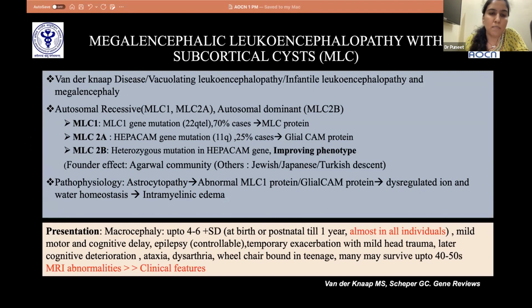So megalencephalic leukoencephalopathy with subcortical cysts, commonly known as Van der Knaap disease, or vacuolating leukoencephalopathy or infantile leukoencephalopathy with megalencephaly. The inheritance can be autosomal recessive or dominant, and three major phenotypes have been identified. Type 1, that is MLC1, contributes to the majority of the cases, around 70 to 75%, and occurs because of the MLC1 gene mutation. MLC2A and 2B are because of the HEPACAM gene mutation, whereas 2A is a biallelic variant and 2B is an autosomal dominant phenotype. They usually lead to the formation of GlialCAM protein.